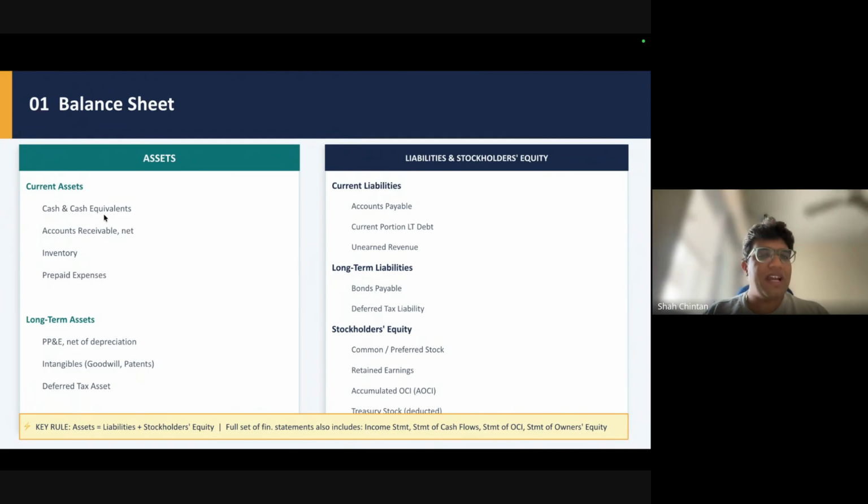Number one comes cash and cash equivalents. So anything which is very liquid: cash on hand, balance in bank, or cash equivalents. Anything which is liquidated within 90 days and a change in value is not expected is covered under cash equivalents. So suppose you have invested in a particular company's stock, and the maturity term is only 90 days, and you don't expect the price to go significantly up or significantly down.